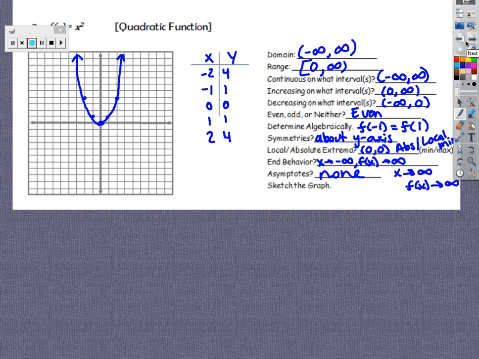Okay, so looking at this graph, we have our parabola, which is the quadratic function. Your domain is all reals. Your range is 0 inclusive to infinity. It's continuous across the entire domain. It's increasing from 0 to infinity, decreasing from negative infinity to 0. It's even because it's symmetrical about the y-axis. You do have an absolute and local minimum at the point 0, 0. This is absolute and local. Make sure you had both of them, okay? And end behavior, they both go to positive infinity, and there's no asymptotes. All right?